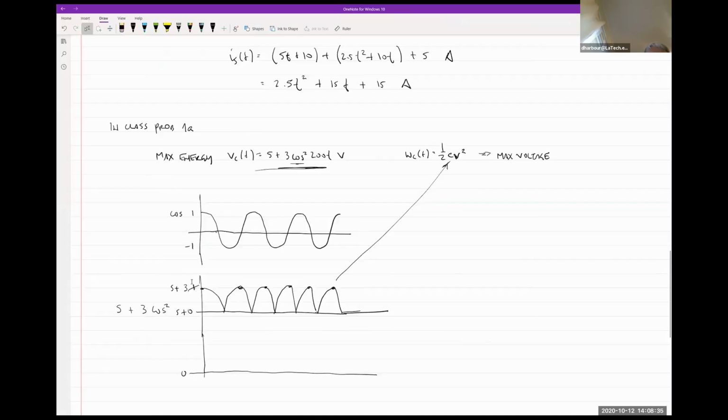Okay, well, if you go back and look at this graph, I think you can find the maximum voltage on this graph right here, sitting right here. And so just find the maximum voltage here on this graph and put that into this equation, and you'll get your maximum energy. Okay, all right.